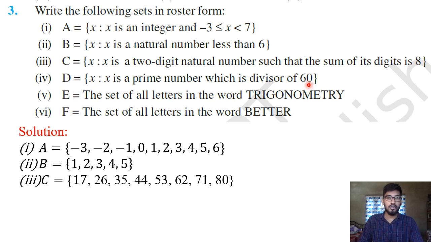2 divides 60. So 2 will be in our set. Next, 3 is also a prime number and 3 divides 60. So 3 will also be there. Next, 5 is a prime number and 5 divides 60. So 5 will also be there. Next, 7 is a prime number but 7 does not divide 60. So that's why 7 will not be there. So ultimately we get this set. If you check after 7, what comes next? 11 is a prime number but 11 does not divide 60. That's why 11 is not in the set.